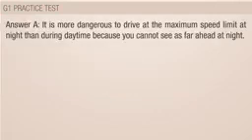Answer A. It is more dangerous to drive at the maximum speed limit at night than during daytime because you cannot see as far ahead at night.